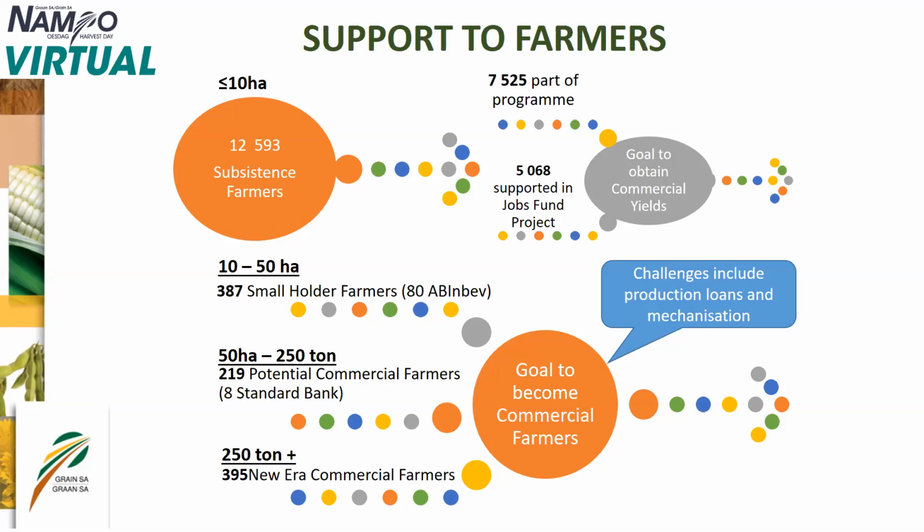Obviously, the moment that we get to bigger producers, the challenge is always how do you get these producers to obtain credit? How do you get these producers to start to mechanize? That's the challenge within the system, specifically when these producers want to obtain finance, but they don't have the security levels for collateral in order to get finance.